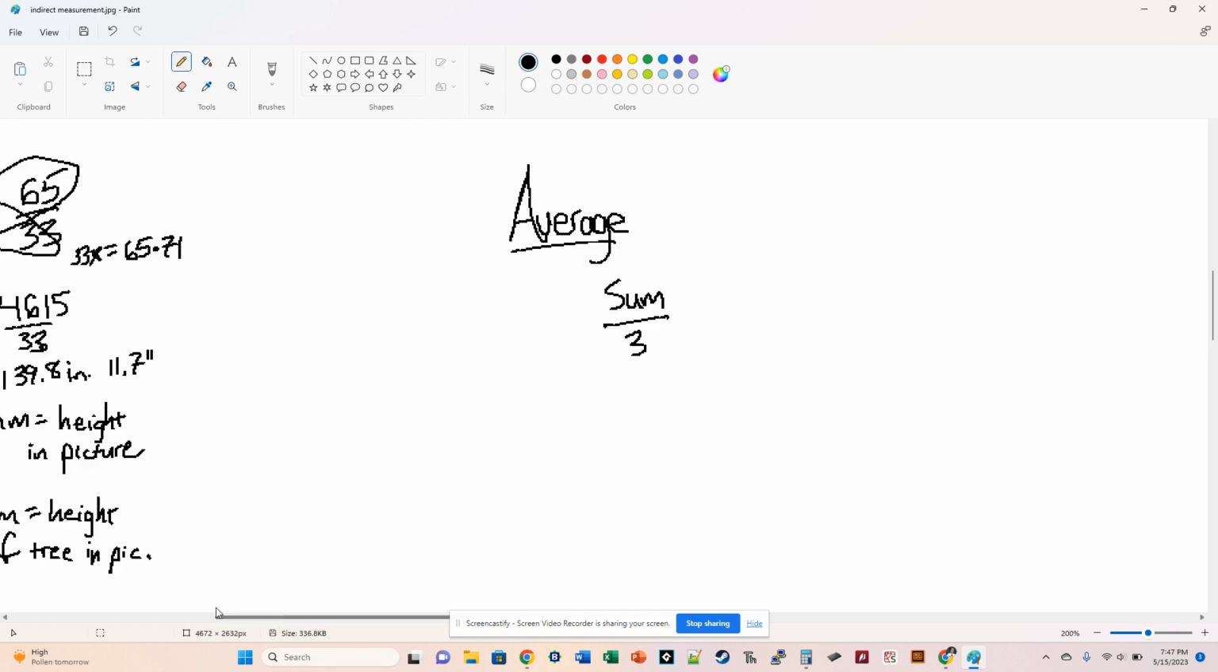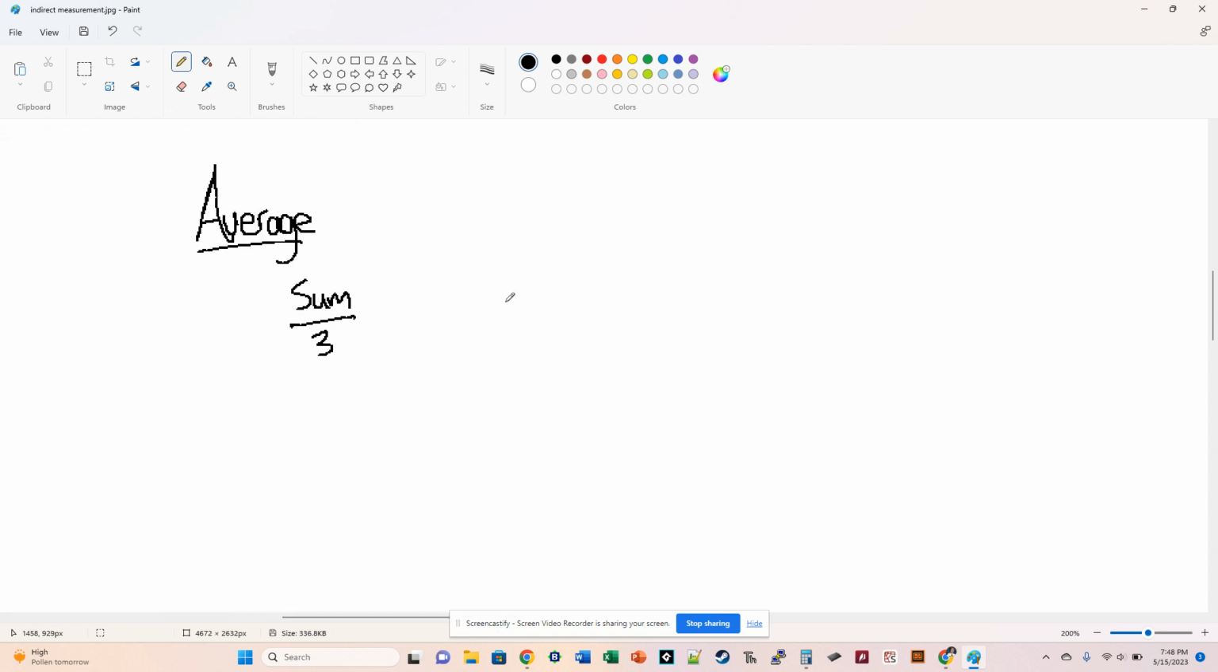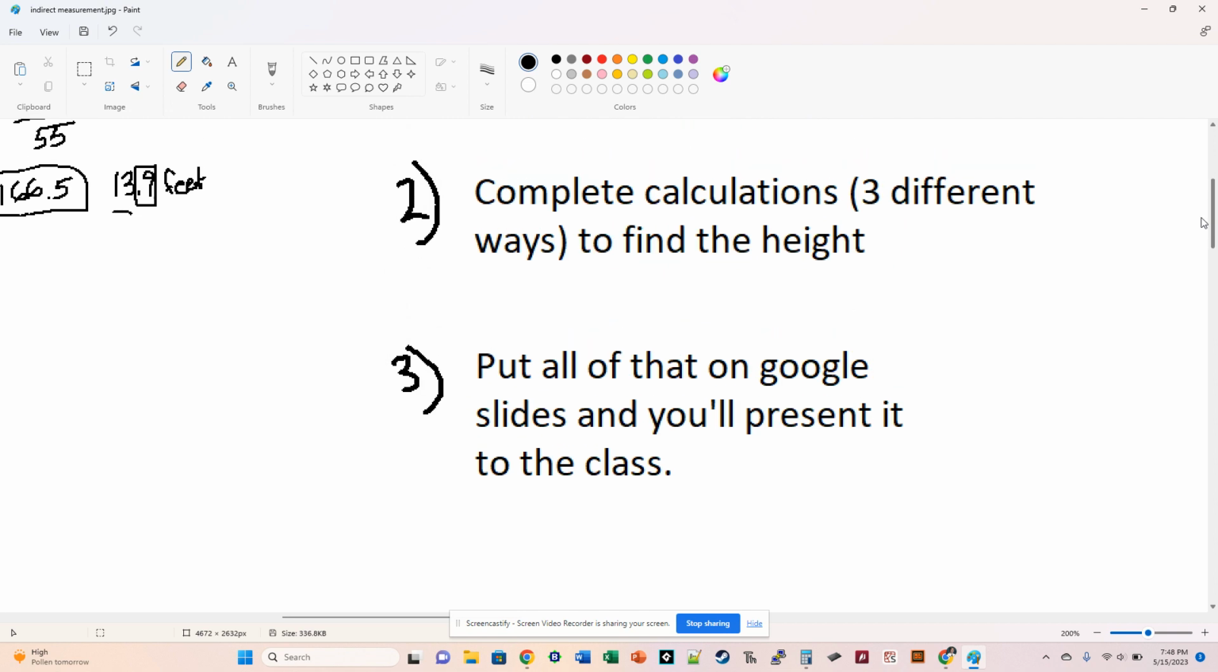All right, the final calculation I'm going to do is just this. I need the average of my three methods. So to find the average, I'm going to find the sum of those three methods, and then I divide it by the number of measurements I found, which was three. So the last one was 139.8. Let me copy that here. 139.8, the picture method. I'm going to add that with my two other calculations.